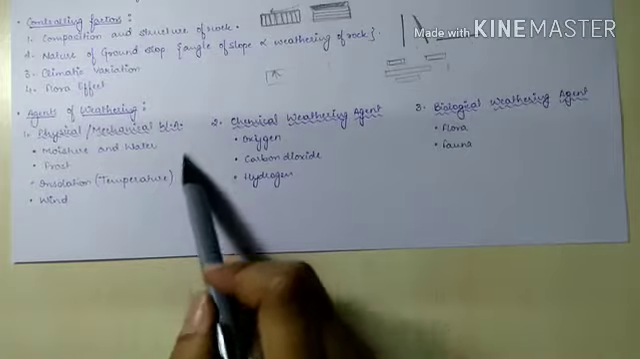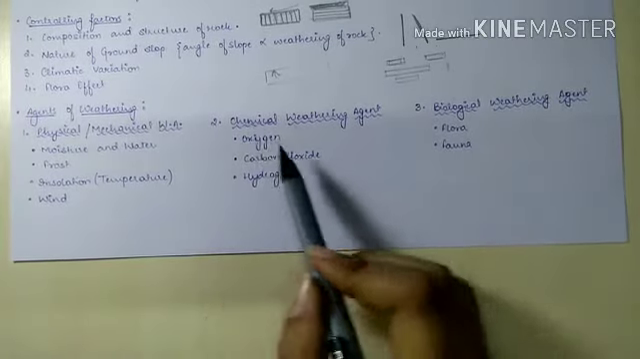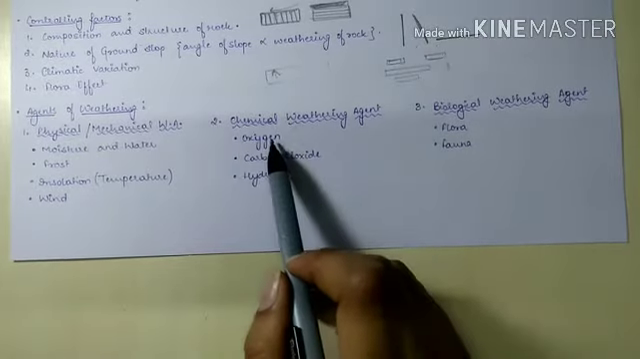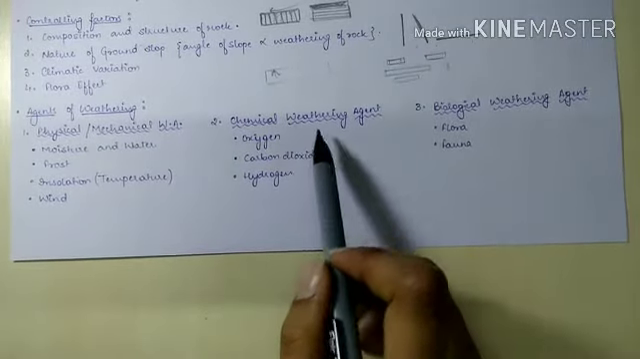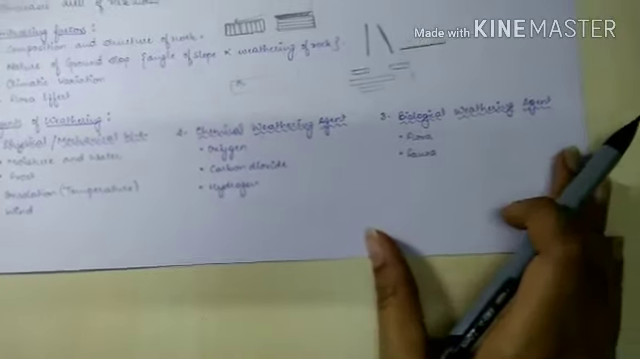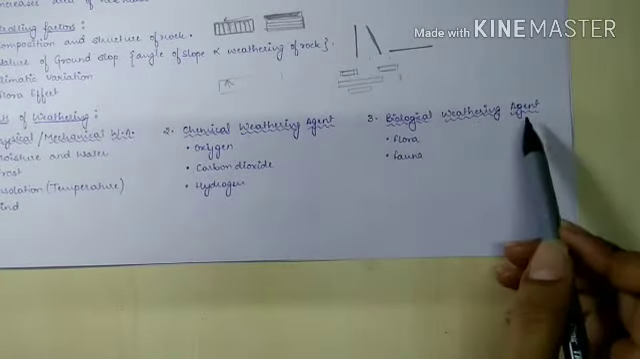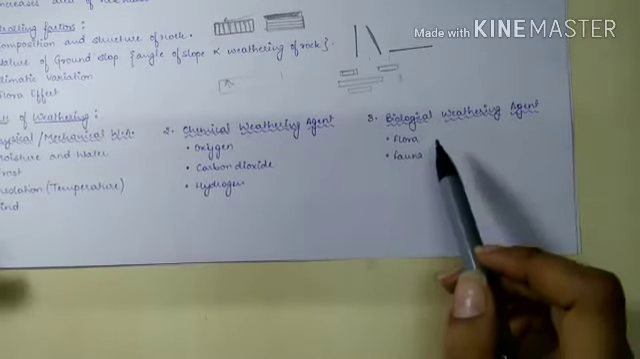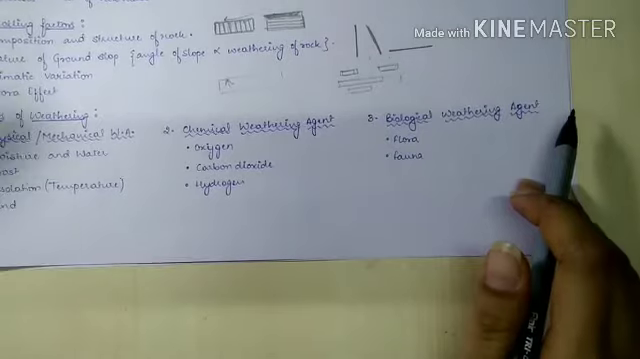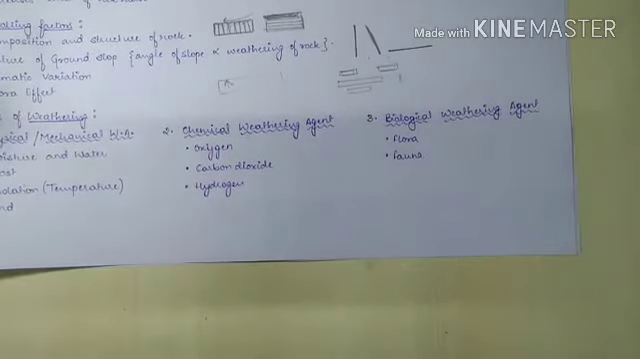So these were the physical weathering agents. Next are the chemical weathering agents, that is oxygen, carbon dioxide and hydrogen. And the last one is the biological weathering agent. Here we'll see that flora and fauna are biological weathering agents.